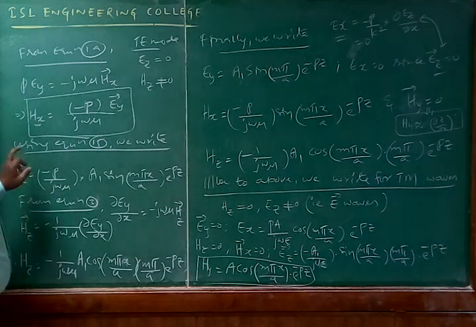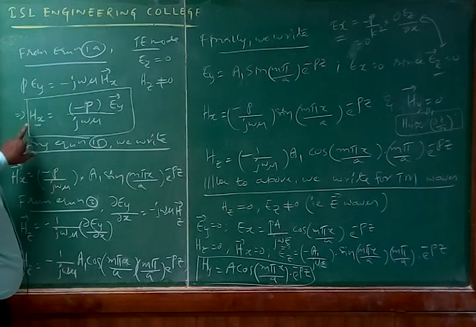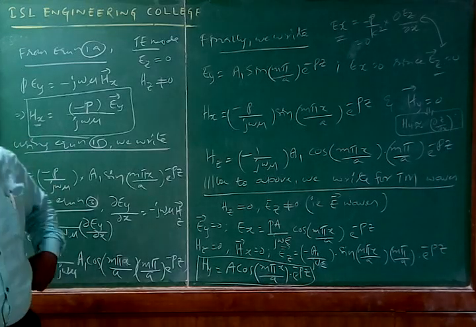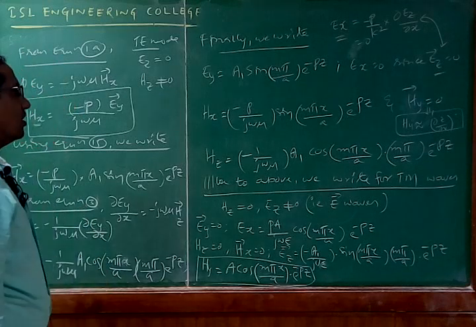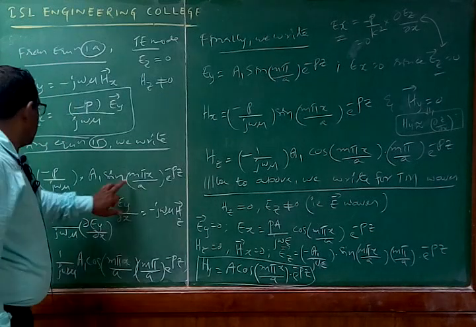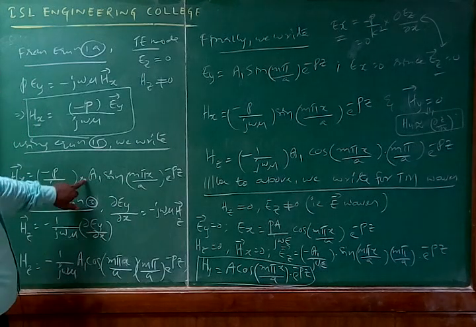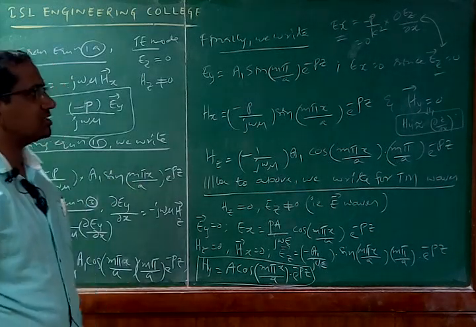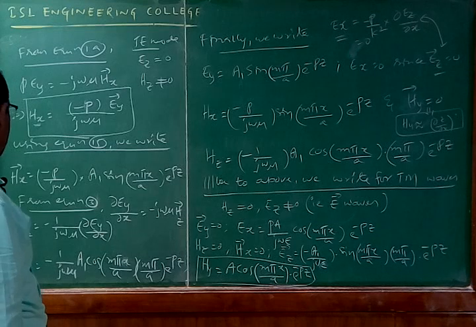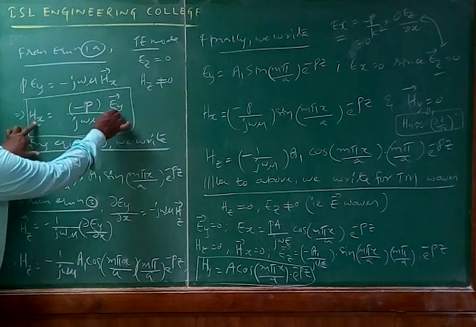Now, using the previous equation, we have got a previous equation for Ey. Ey is equal to a1 sine of m pi x by a into e power minus jβz. So that is the equation which we have got for Ey. So for Hx, Ey is already known to me.